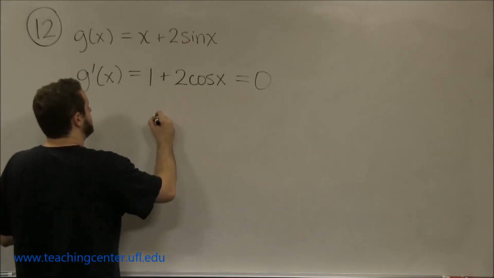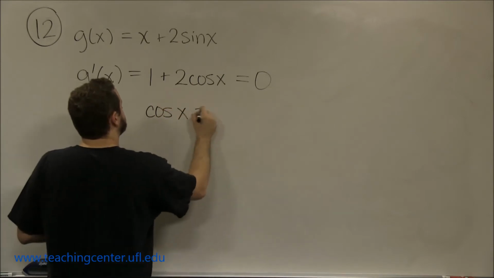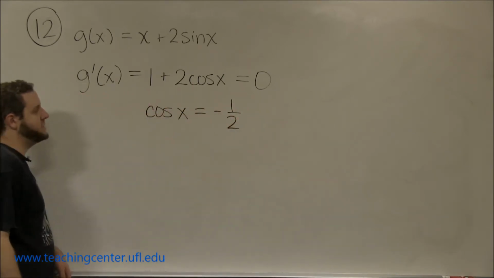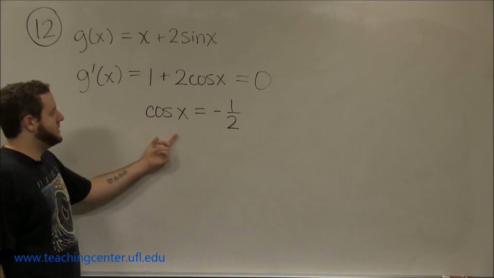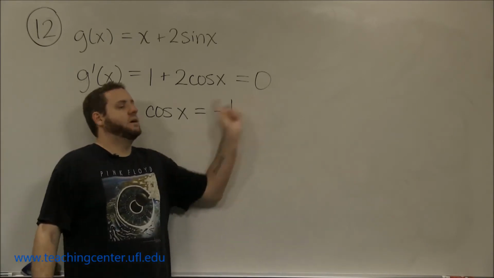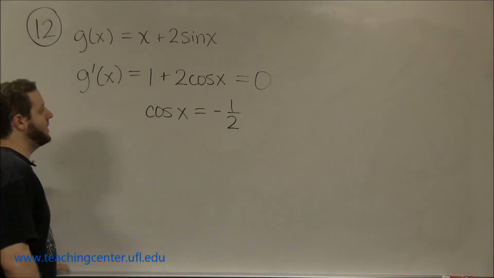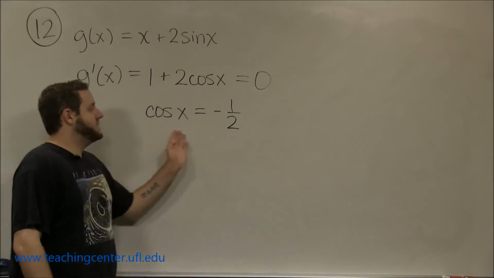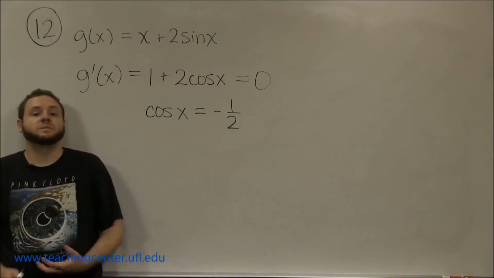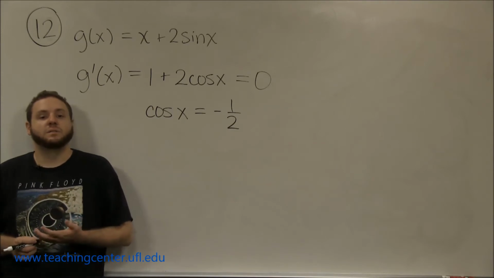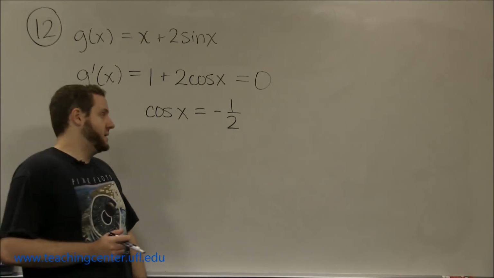So let's solve then for cosine. We can subtract 1 and divide by 2 to get that cosine of x has to equal negative 1/2. So every time cosine of x is equal to negative 1/2, we get our derivative to be 0, which means we have a horizontal tangent line. But there are many, many places where cosine of x is equal to negative 1/2, especially if you don't have a restricted interval. In fact, we have an infinite number. So we need to figure out what that is.